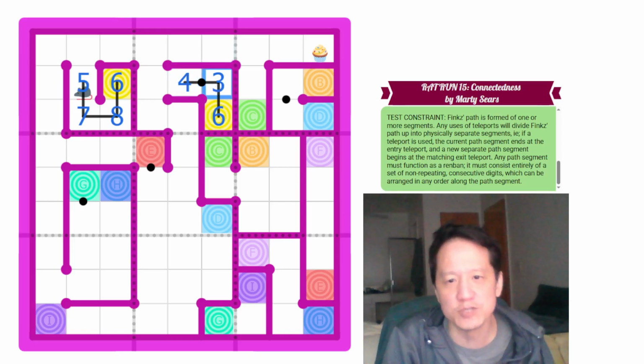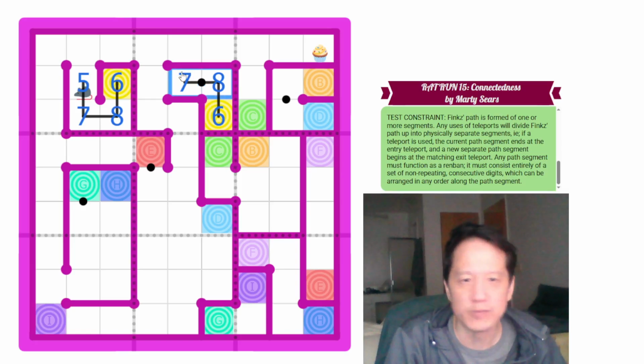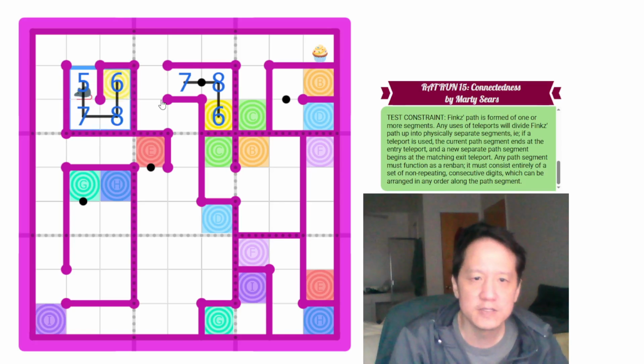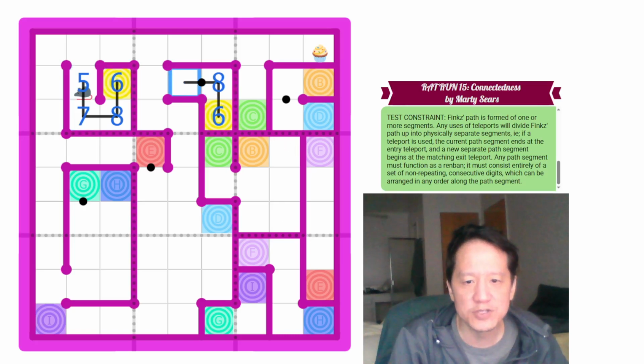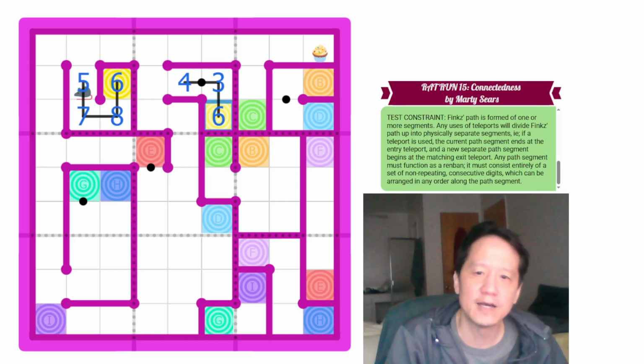Or actually, this wouldn't work in general. This would have to be like 6, 7, 8, or 6, 8, 7. But this wouldn't work because of the black current, but that's another issue. But basically, in this, we have the teleports acting as the same digit. These are a consecutive set of non-repeating digits, right? 5, 6, 7, and 8 are all consecutive. 6, 7, and 8 are all consecutive. Now, the 6, 3, 4 that I tried using earlier doesn't work because 3 and 4 are not consecutive with 6. So that's how a renban line works.